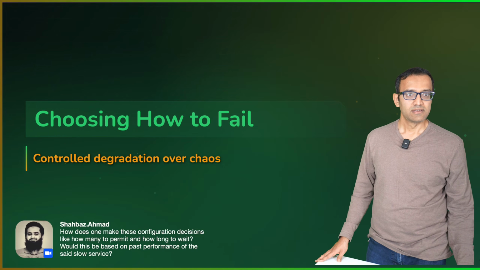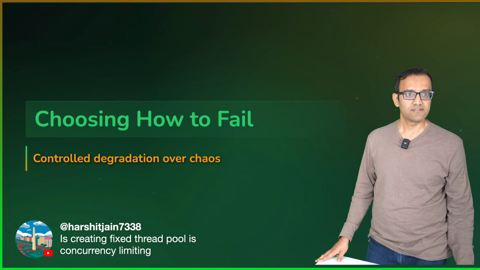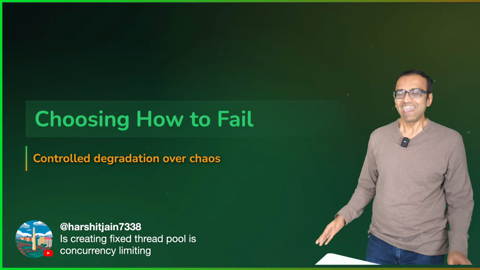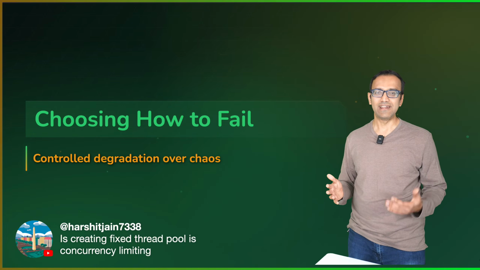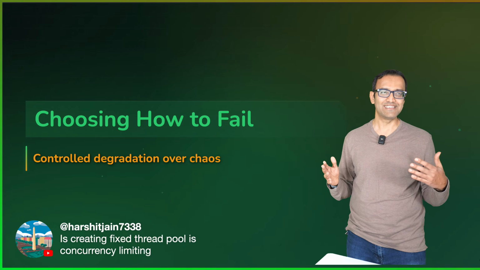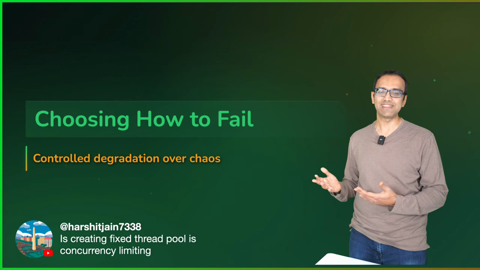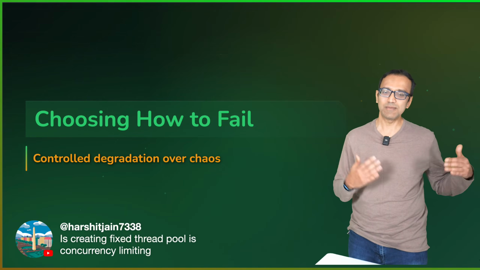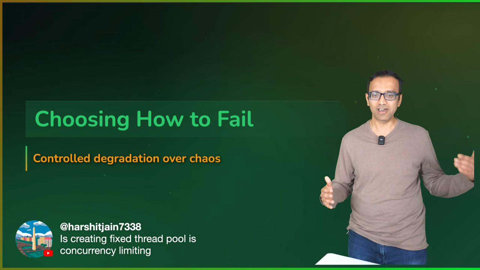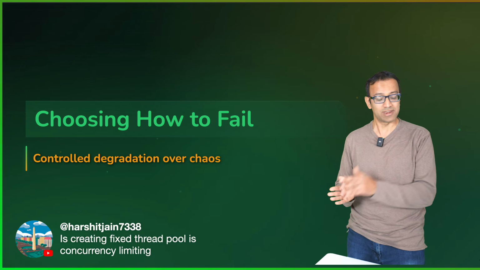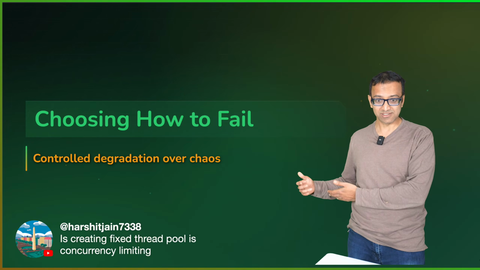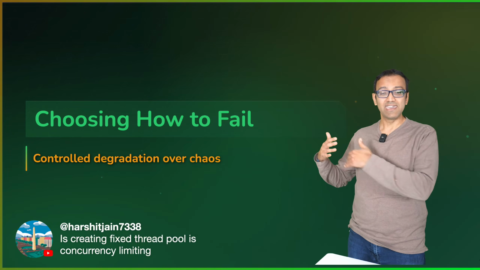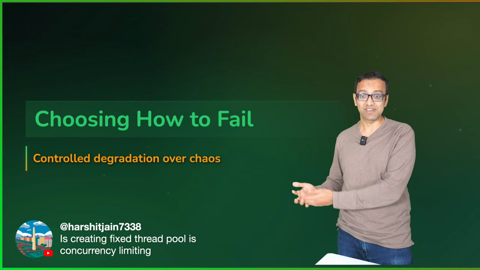All right. Is creating a fixed thread pool concurrency limiting? In a way, because by creating a fixed thread pool, you are limiting, but you're doing it in a bad way, because you're basically breaking the experience across the chain. It's not just breaking this one. New requests are going to fail, and it's going to cause this cascading failure. So it's concurrency limiting with cascading failure as a side effect, which you don't want.